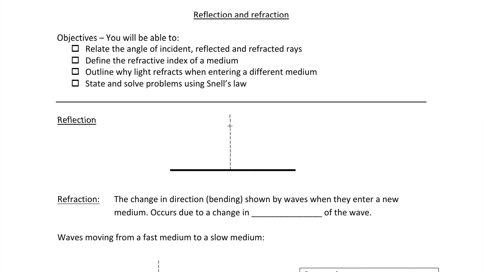So here we have our plane surface and our normal, which is 90 degrees to it, and we had an incident ray and we had a reflected ray. And we always measure the angle of incidence and the angle of reflection from the normal. So this angle here would be theta sub i, the angle of incidence, and this would be theta sub r, the angle of reflection, and we saw that those two angles are equal to each other.